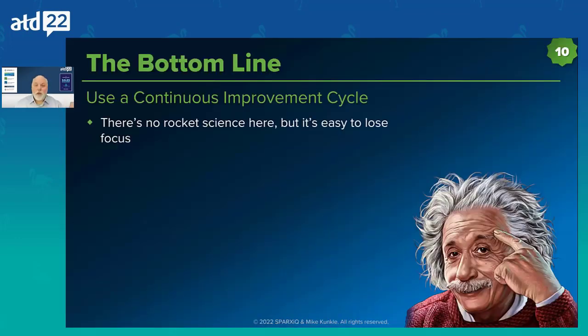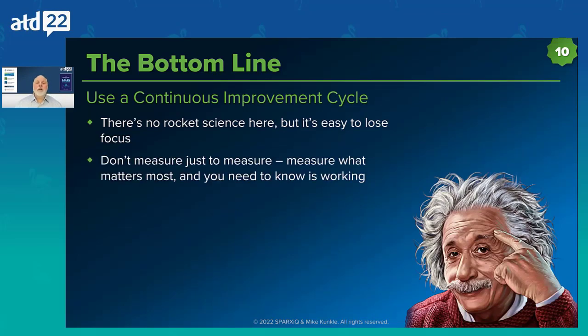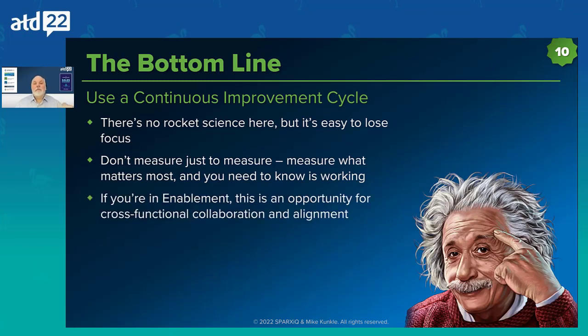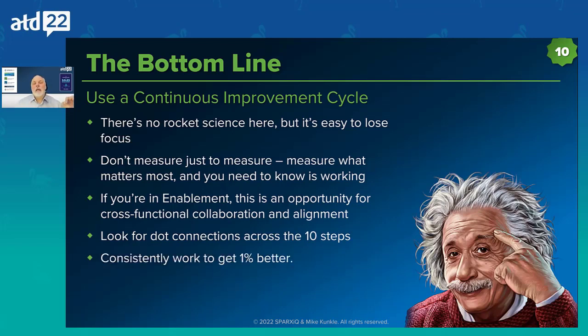So no rocket science here, folks, but it is easy to lose focus. Don't measure just to measure. Measure what matters most and what you need to know is working. If you're in enablement, this is a real opportunity for cross-functional collaboration and alignment. Look for dot connections across all these steps that we've talked about and just consistently work to get 1% better.